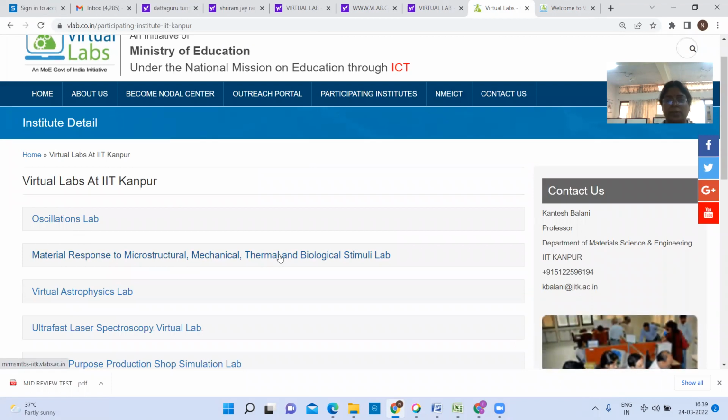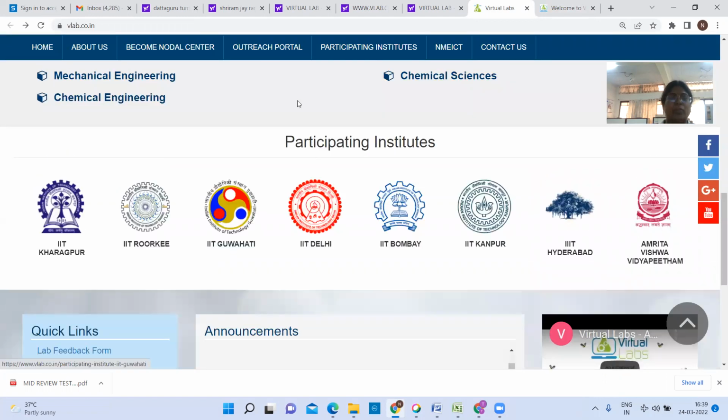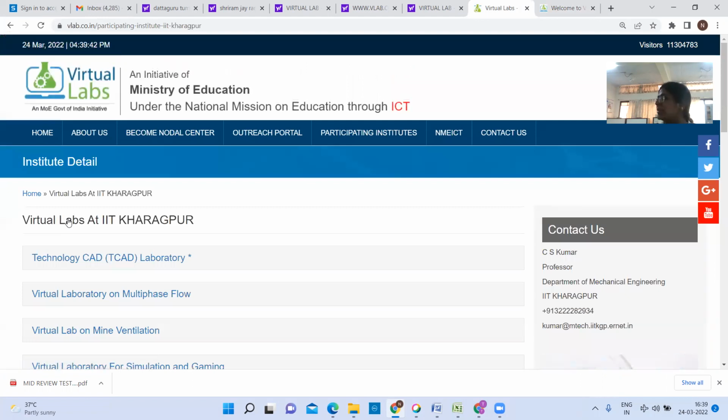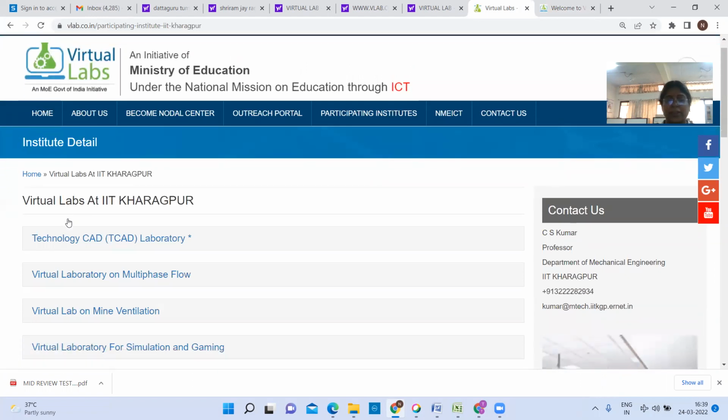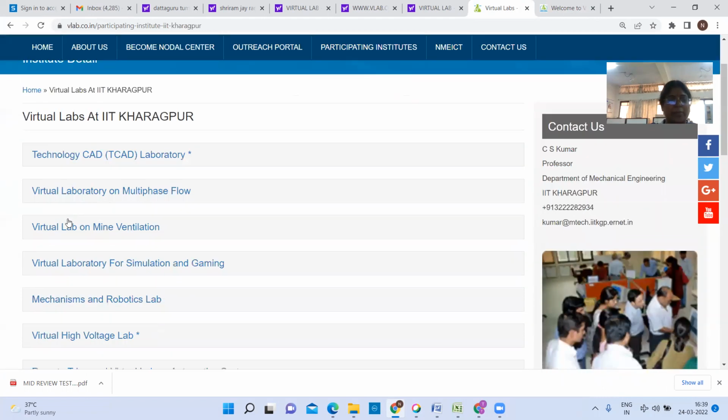This is related to the, just a minute, let me check. I have clicked on electronics only. No, this one, IIT Kharagpur, shows all the labs of the institute. Now it will not come department wise. All the labs will come.